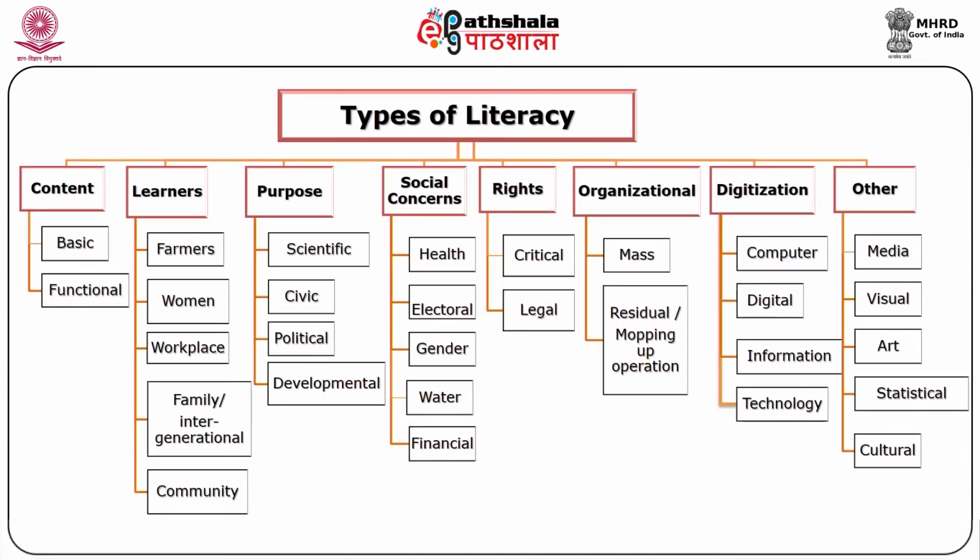As I mentioned earlier, we have already covered three categories falling under content, learners, and purpose. Now we'll see three categories in today's session. Categories falling under this are based on social concerns, based on rights, and organizational aspects. The two categories based on digitalization and other types of literacies we'll see in the next session. So in today's session we'll discuss the three categories of literacy and the types of literacy falling under these three categories. We'll see them one after each and we'll explain them.